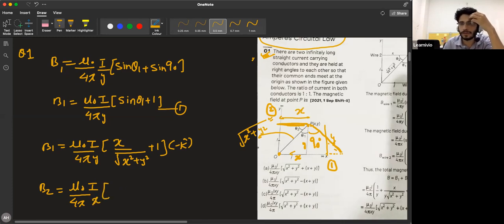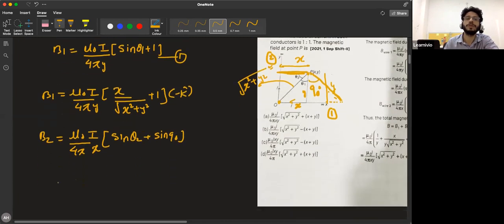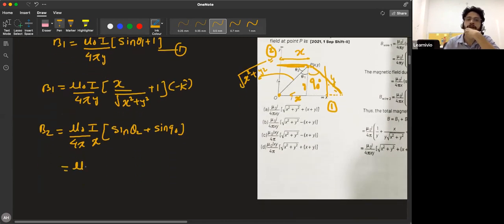One angle is theta 2, so this is sine theta 2. And this end is going to infinity, so it will subtend an angle of 90 degrees here. So it's sine 90. So B2 is mu naught I by 4 pi x sine theta 2.